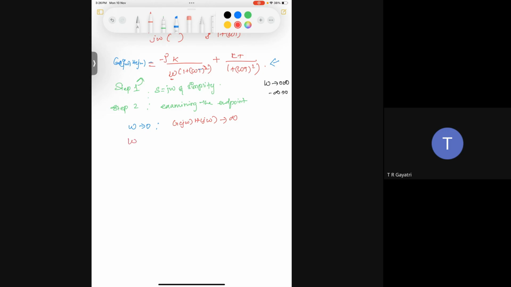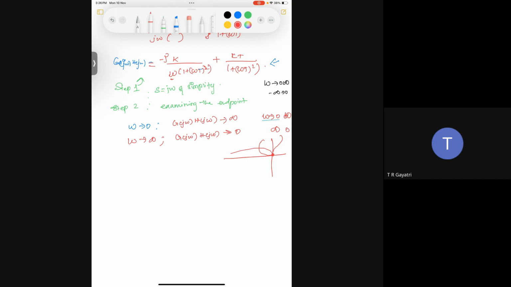So when omega equal to infinity, how will this be? It will be the opposite to that, right? G of j omega into H of j omega becomes 0. So as omega varies from 0 to infinity, your Nyquist plot will come from infinity to 0. Something like this it will come. We don't know at what pattern it will come. It can come like this or like this. Somehow it is going to reach from infinity to 0.